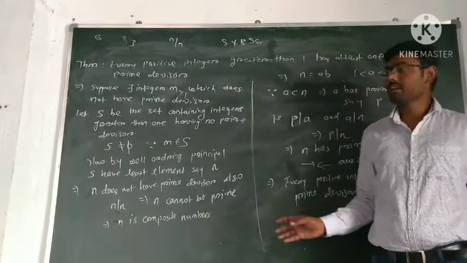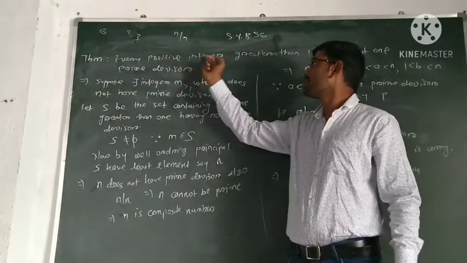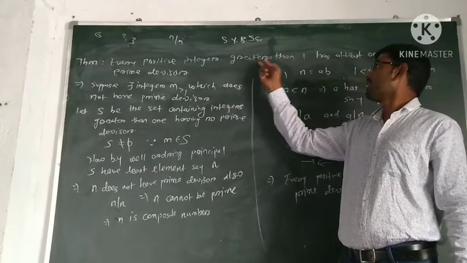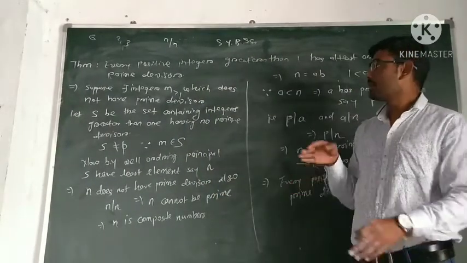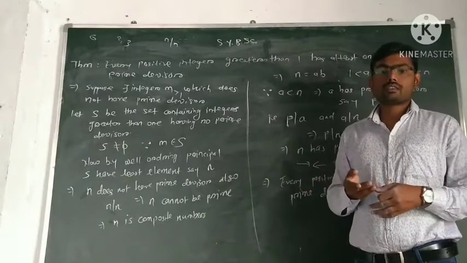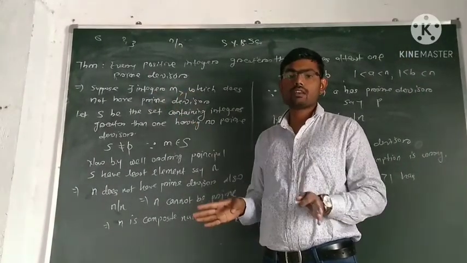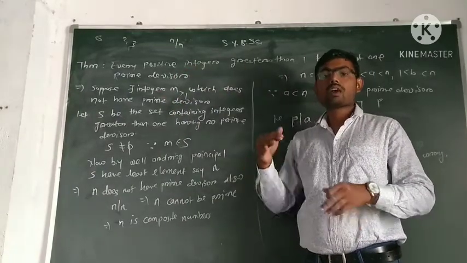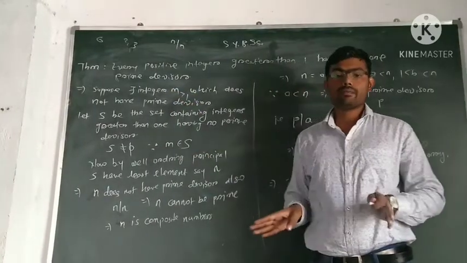I will repeat this proof again. What you have to prove is that every positive integer greater than 1 has a prime divisor. We will prove this using the method of contradiction. So we are assuming that there is an integer which doesn't have a prime divisor. We have to prove every positive integer has a prime divisor, but we are assuming the reverse.